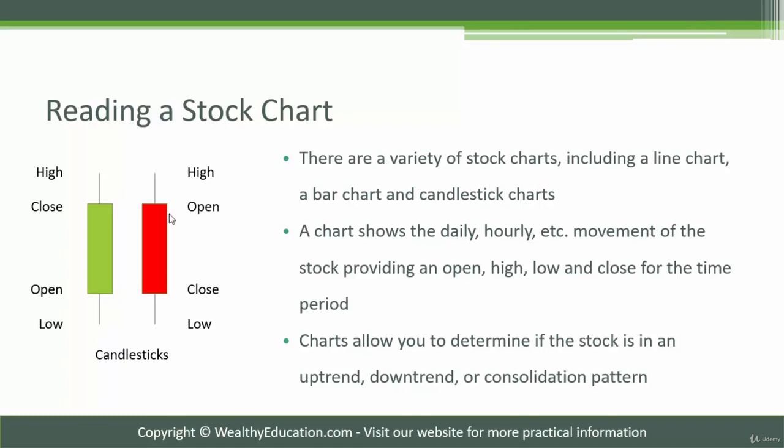The red candlestick is very similar. The high part of the wick on top is the high for the day. But with a red candlestick, the stock opened at the top of the red body, and it closed for the day at the bottom part of the red body. The bottom wick represents the low price for the day. And we'll see candlesticks over and over on the charts. So if you're a little confused right now, that's okay, because we'll be going over these quite a bit.